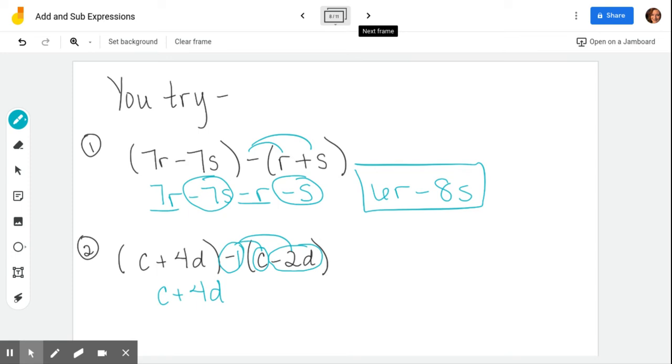That negative stays with the 2d. -1 times c is -1c, or just minus c. -1 times -2d is positive 2d. C minus c. If I have one and I give it away, I don't have any c's left. Those are gone. Bye-bye. And then I've got positive 4d, positive 2d. All I have in my final expression is 6d.